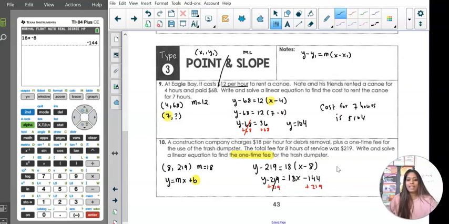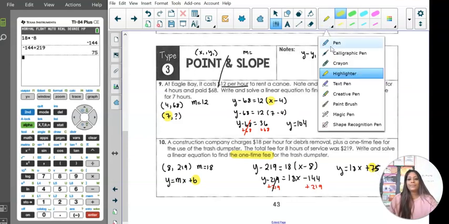What's wrong with me? So you have here y equals 18x minus 144 plus 219, which is 75. So it looks like my slope is 18, and then my y-intercept, which is my one-time fee, is 75.